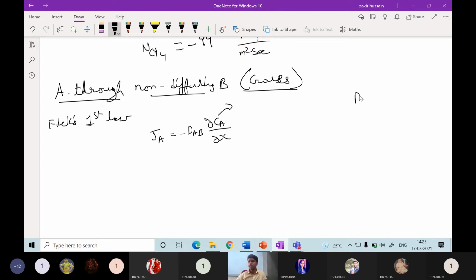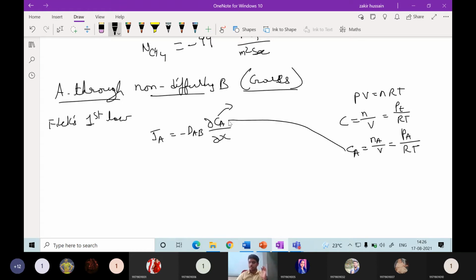For the gases, PV is equal to nRT is valid. So then n by V is equal to P by RT. That is C, total concentration, is equal to moles per unit volume is equal to P by RT. That is PT, total pressure. So for the concentration of A, we can write nA by V is equal to partial pressure of A divided by R into T. So in place of this CA, we can substitute here.